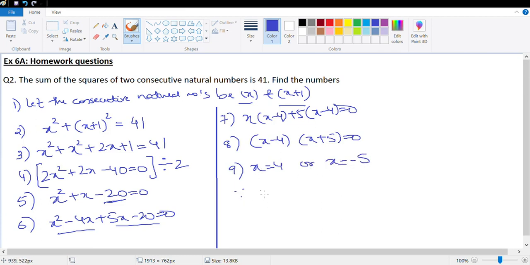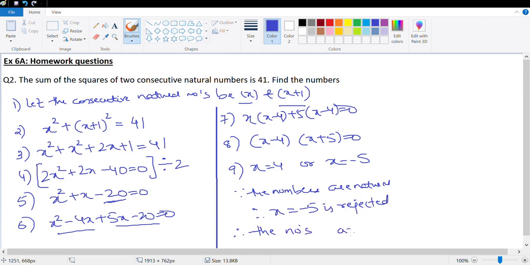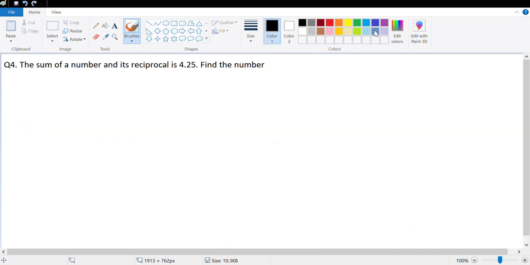Now, since the numbers are natural, therefore x is equal to negative 5 is rejected, which means the numbers are 4 and 5. Perfect. Let's look at the next question. The next question that we do is question number 4.